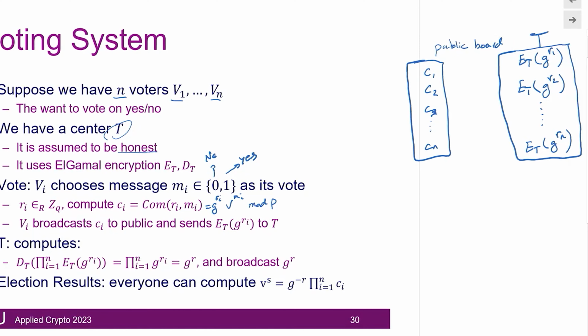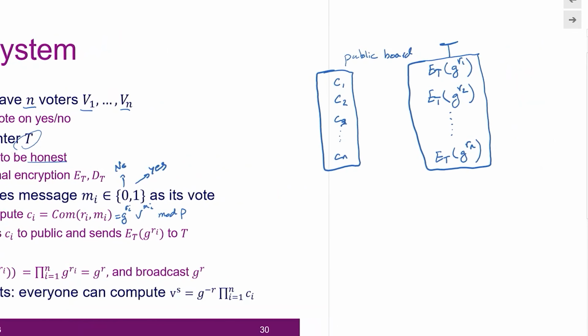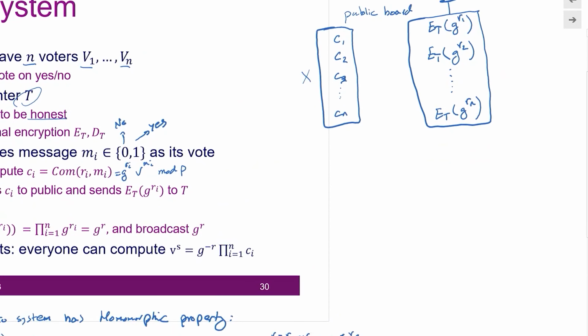Now if you look at the public board and multiply all these things together, we can do that because of the homomorphic property of the commitment scheme. We would get g to the power R1 plus R2 all the way to Rn, times v to the power M1 plus M2 all the way to Mn. So this would be the result.